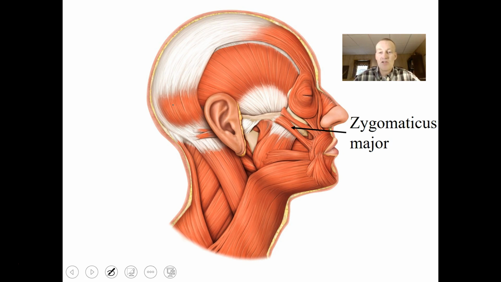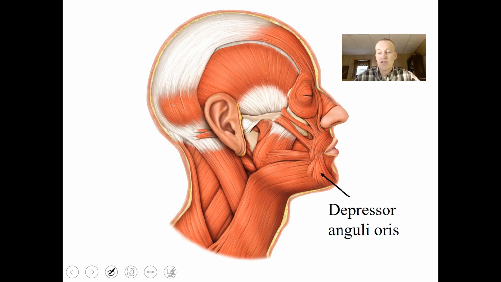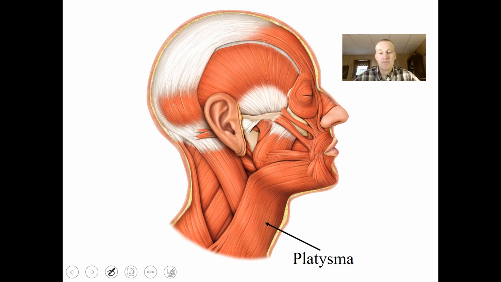Zygomaticus major we've already talked about. The depressor anguli oris we've already talked about, just seeing it in a different angle here. The platysma is a sheet-like muscle that goes across your neck, so it's across your whole bottom of your neck, and when it pulls, it's able to pull on your mandible.